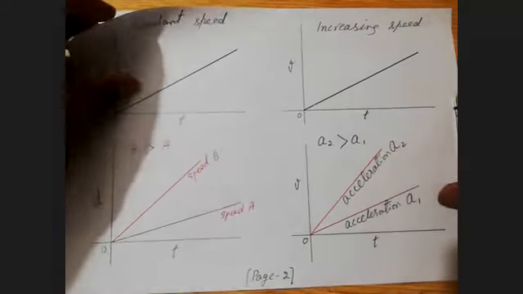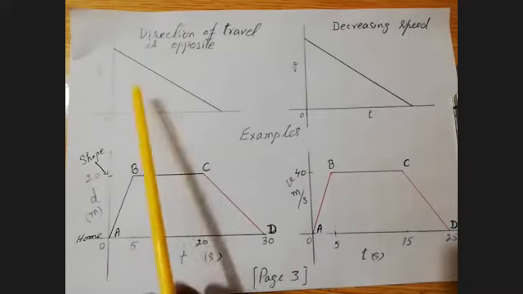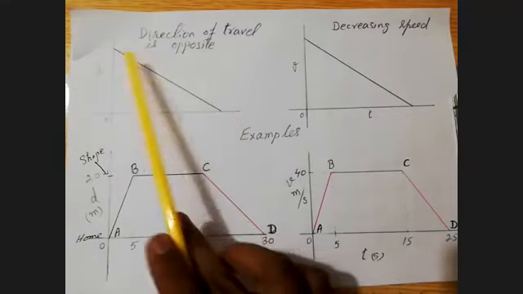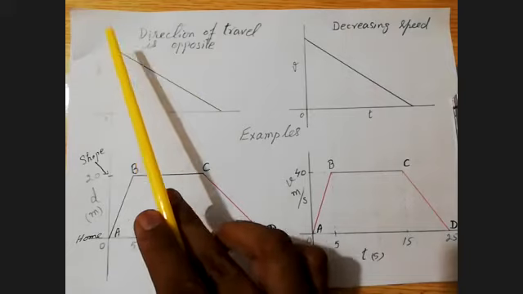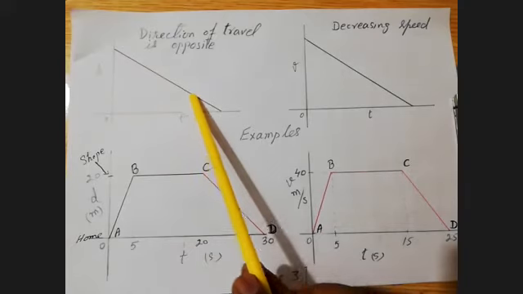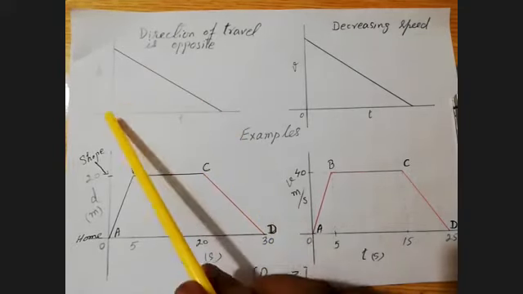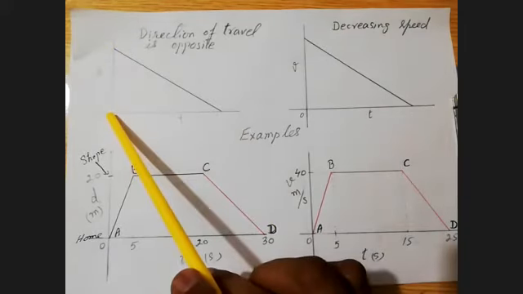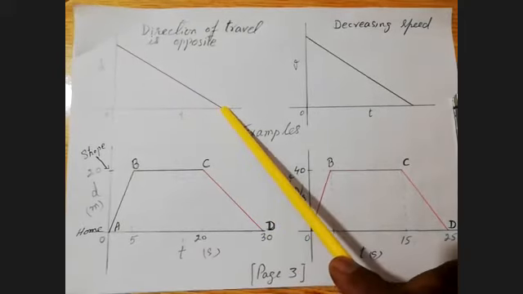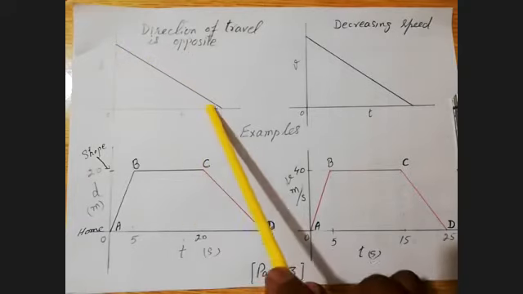Now come to the next page. Here in the distance time graph, the direction of travel is opposite. This line is showing that wherever the body has reached, from that point the body is coming back to its original position. This is the original position, meaning distance zero. It means it started from here, covered this distance, and after covering the distance, the body is coming back. So this is showing that the distance is traveled in the opposite direction.